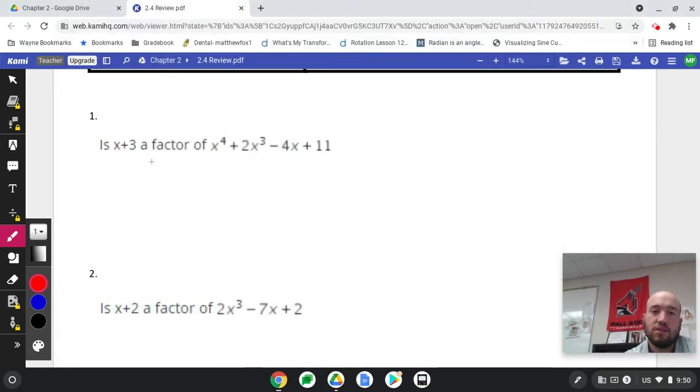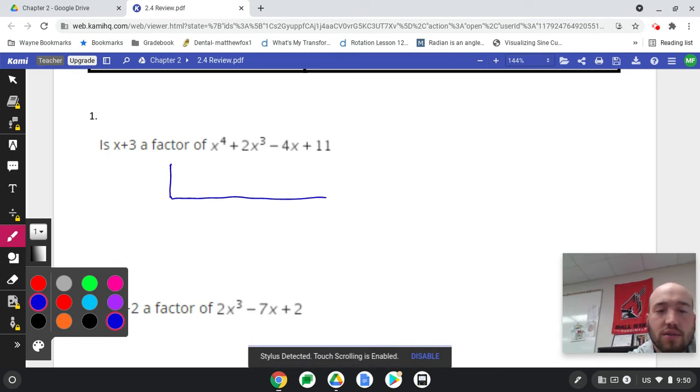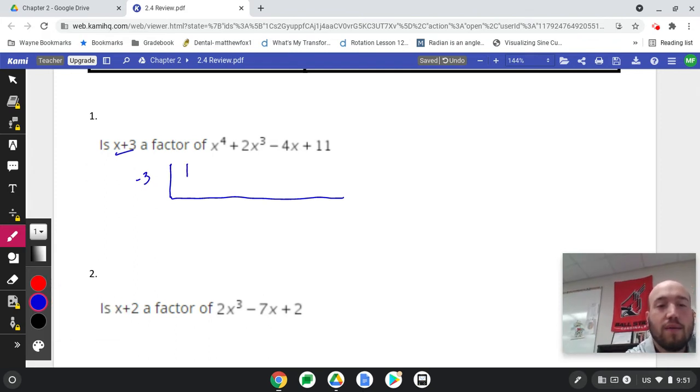So is x plus 3 a factor of x to the fourth plus 2x to the third minus 4x plus 11? To check this, we are going to use synthetic division. So we set up our situation. x plus 3 is our factor, so we do the opposite, -3 out front. I put 1 for x to the fourth, 2 for x to the third. There is no x to the second, so I have to put a 0. Then -4 for x and 11.